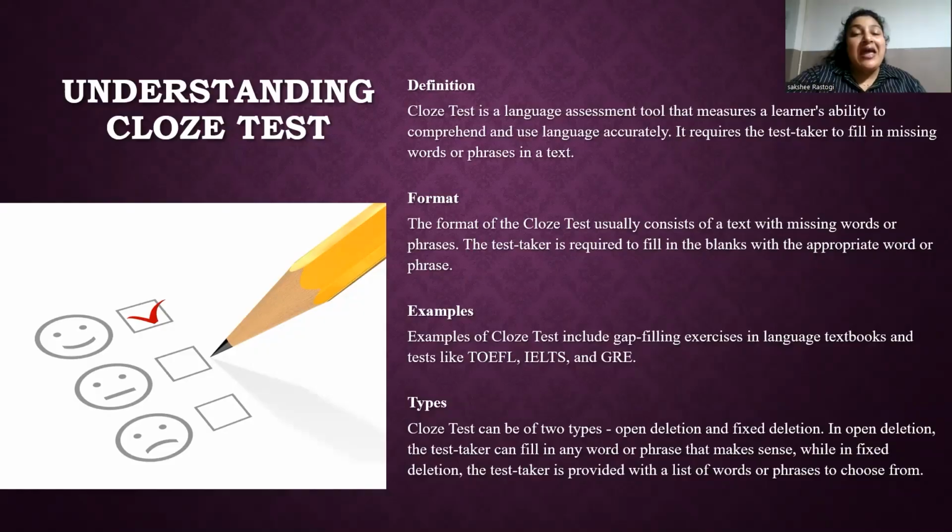The format may vary depending on the type of cloze test. Multiple choice cloze: options are provided for each blank. Open-ended cloze: no options are provided and test takers must come up with their own answers. Fixed cloze: the same word or phrase is removed from every blank. Variable cloze: different words or phrases are removed from each blank.